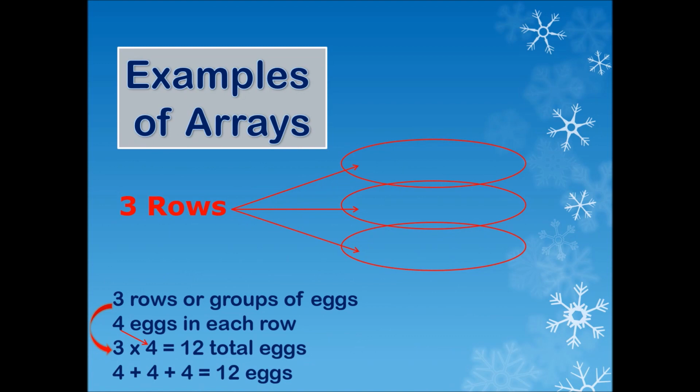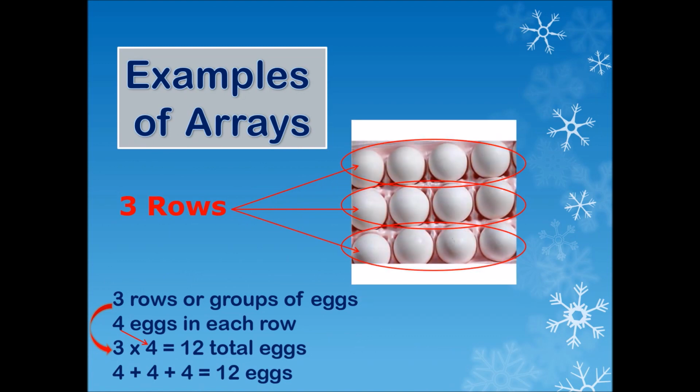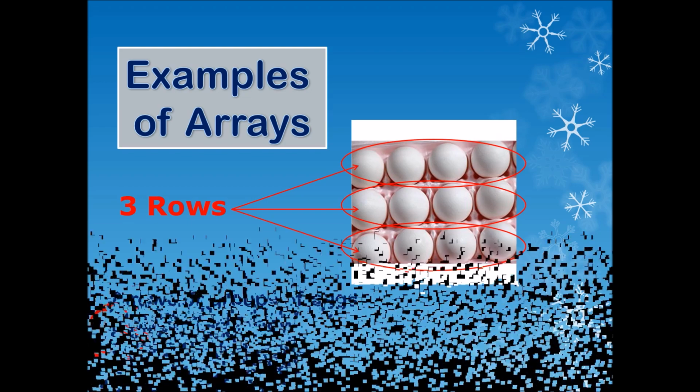Here are some more examples of arrays. Let's look at these eggs in a carton. If you have a carton of eggs, you might have 3 rows of eggs, and each row has 4 eggs in each row. So 3 times 4 equals 12 total eggs. That's like saying 4 plus 4 plus 4, or counting by 4s. 4, 8, 12. I can count these 12 eggs very quickly using arrays.